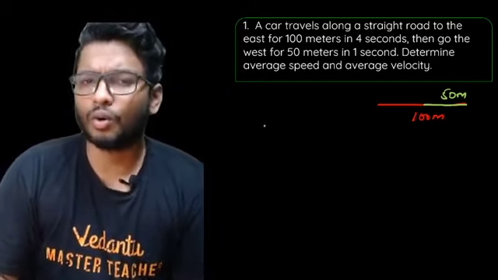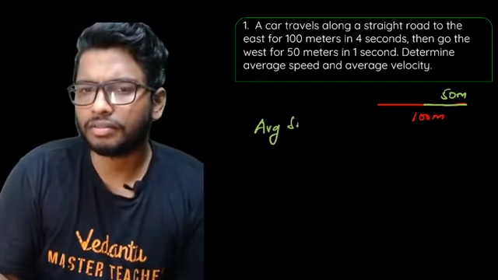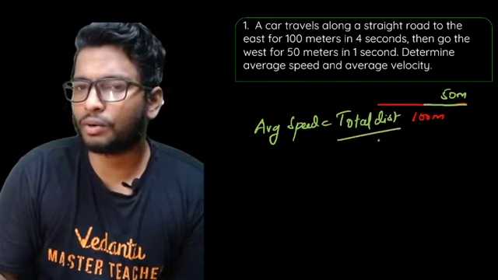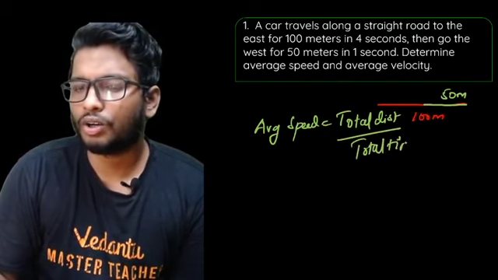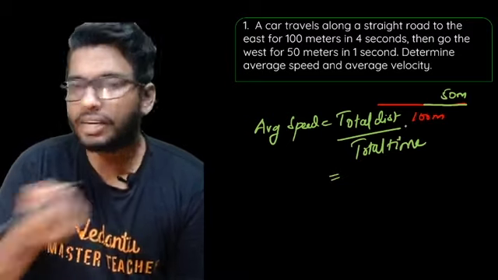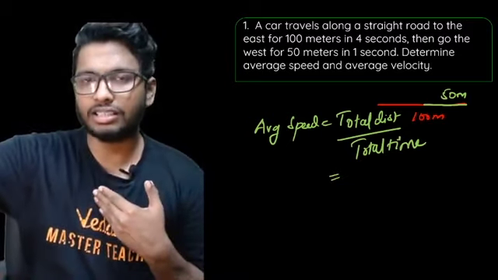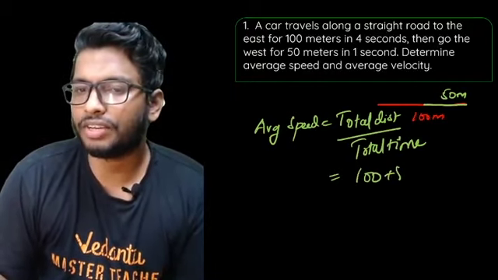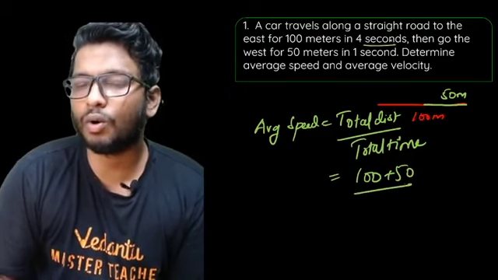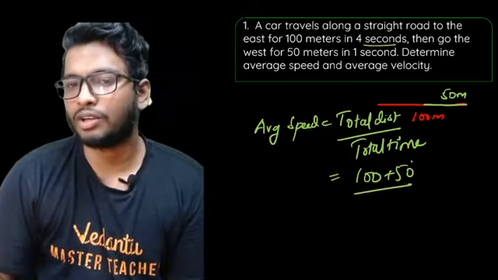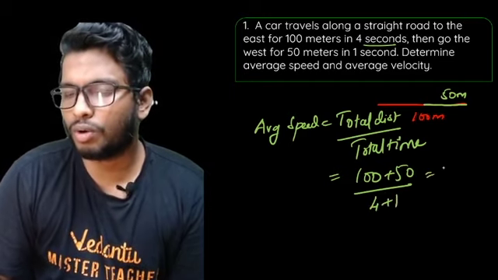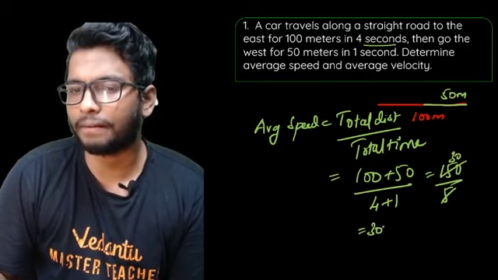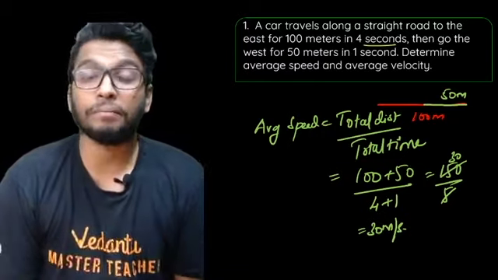So average speed is what? Total distance divided by total time taken. Total distance is what? 100 plus 50, because he traveled 100 meters east and then came back 50 meters west. So total distance is 100 plus 50, and total time taken is what? He took 4 seconds to go the 100 meters and then 1 more second to come back. So that's 4 plus 1, right? So that's 150 divided by 5. 5 threes are 15, so that's 30 meters per second, right? That's his average speed. So I found out the average speed.